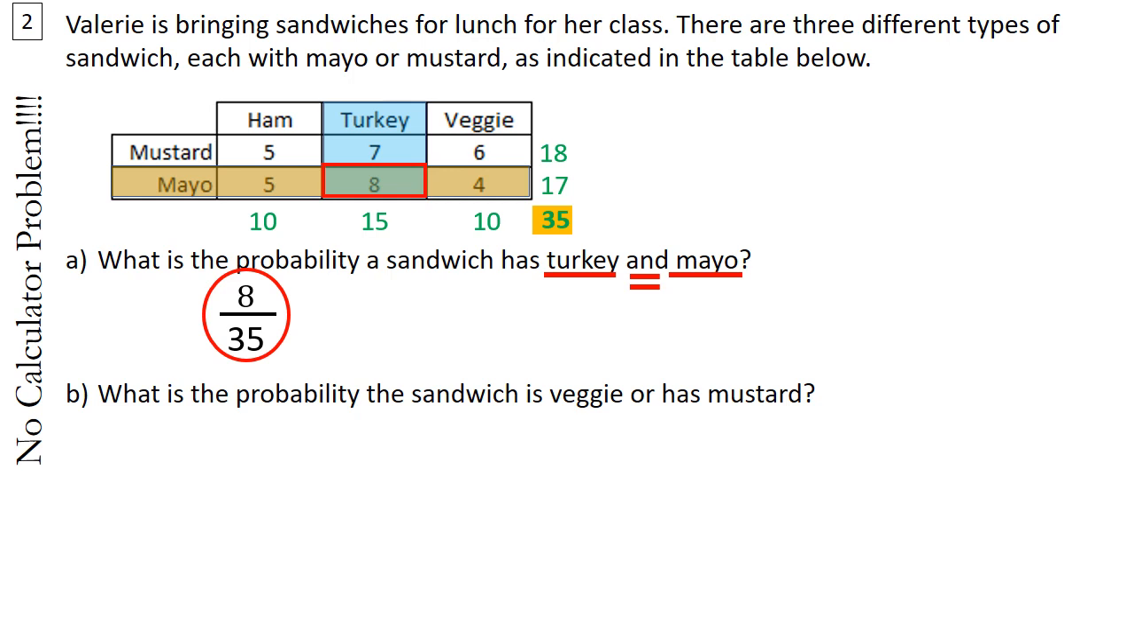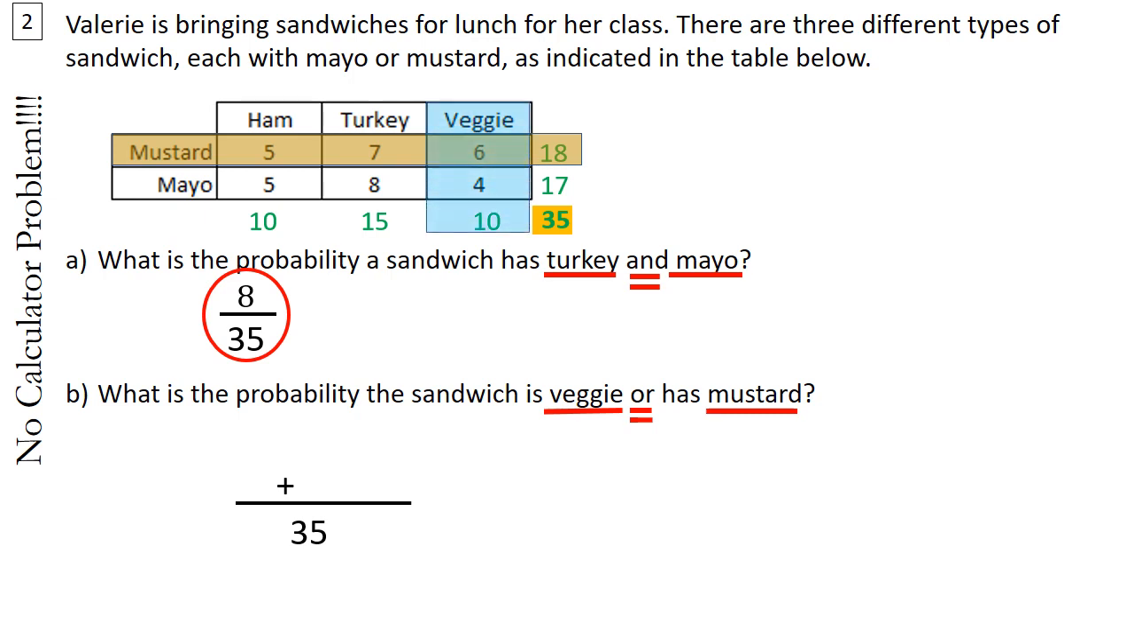Now, B is an OR problem. And OR problems mean that we're going to add. And even with a two-way table, there is going to be some adding going on, definitely. And it's still going to be a fraction, and the denominator is still going to be that grand total, but we are going to have to add some stuff up. So this time we're looking for what's the probability that it's veggie or mustard. So there's our mustard, there's our veggie, and it doesn't have to be both. We just want it to either be a veggie sandwich or a mustard sandwich. Both is fine, but if it's got one or the other, and that's why we're adding. How many veggie sandwiches are there?